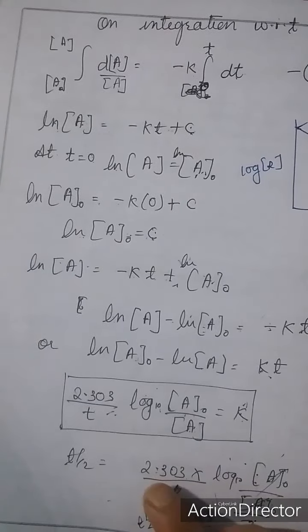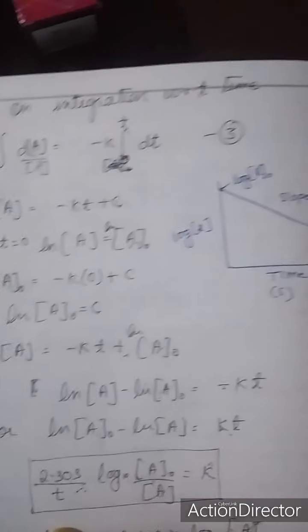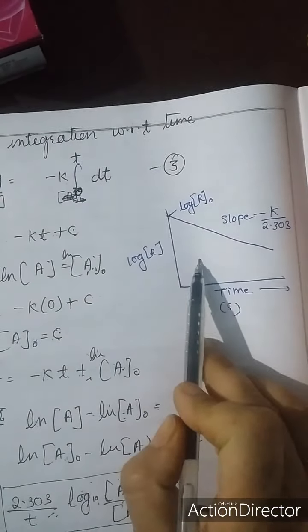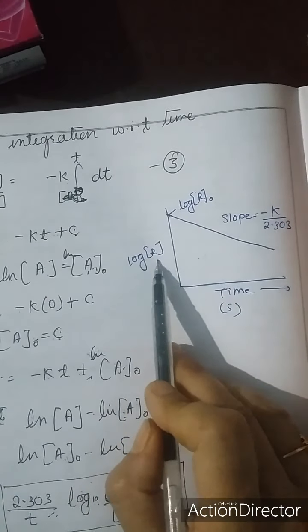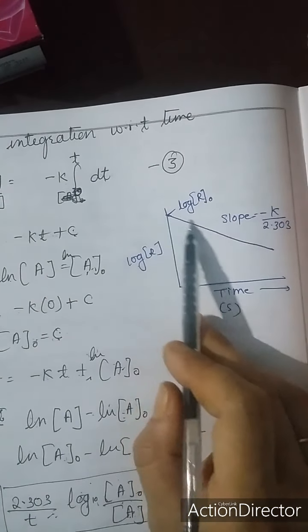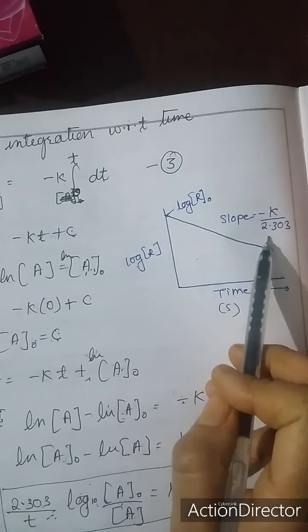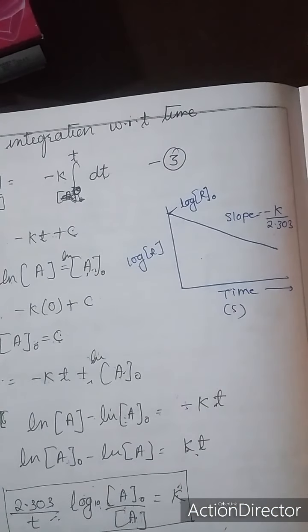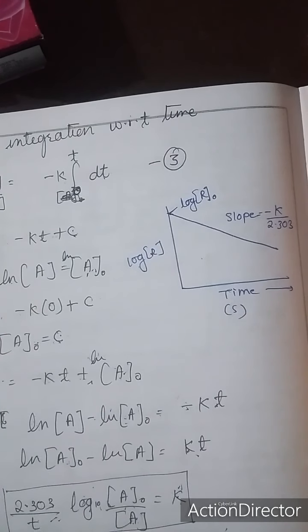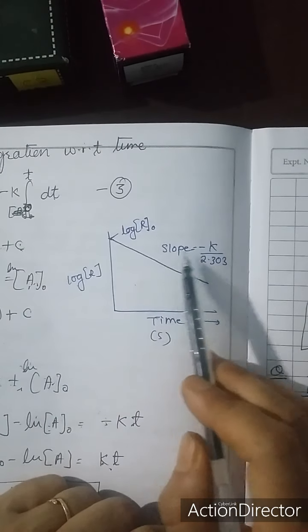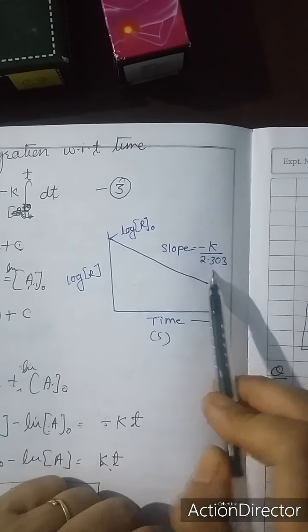Now let us see what will be the nature of the graph. So when we draw graph of log A against time t, you will get a graph like this. The slope will give you the value of k. So slope will be equal to minus k upon 2.303.